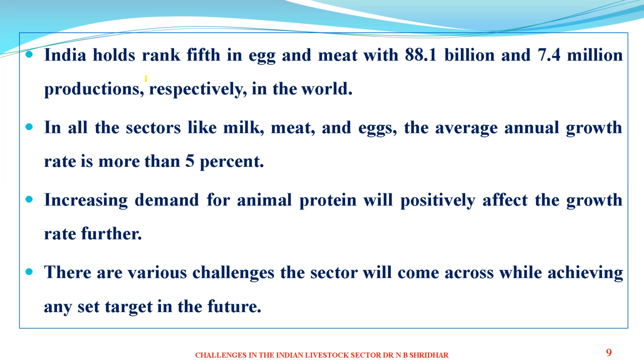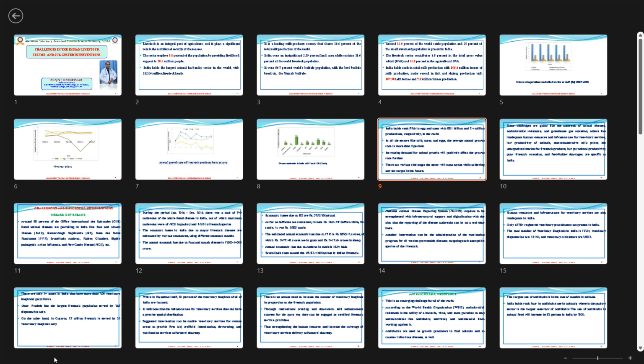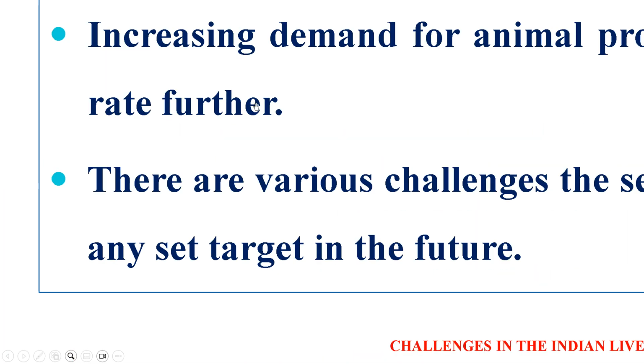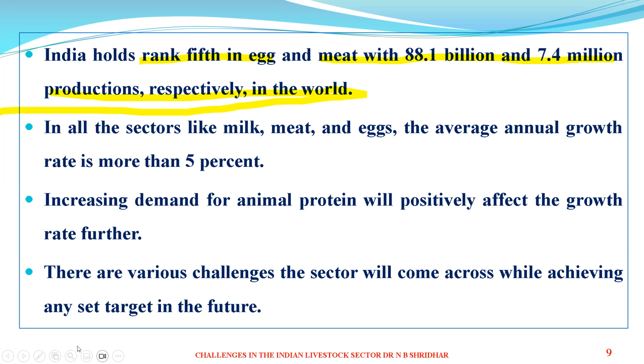India holds the fifth rank, especially in egg and meat, with 88.8 million and 7.4 million production respectively in the world. Coming to all the sectors, milk is one of the most nutritious products, and the increasing demand for animal products is showing exponential growth every day.